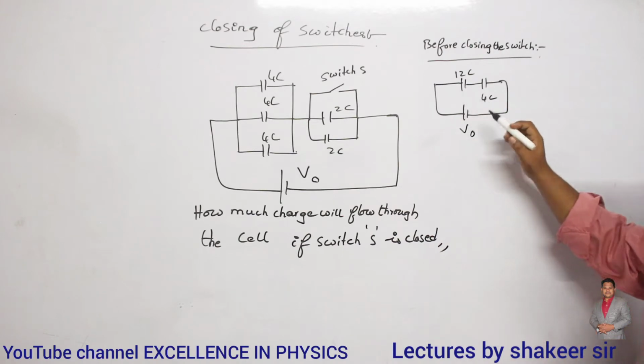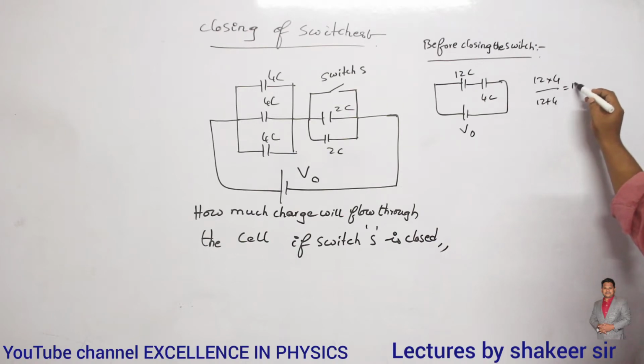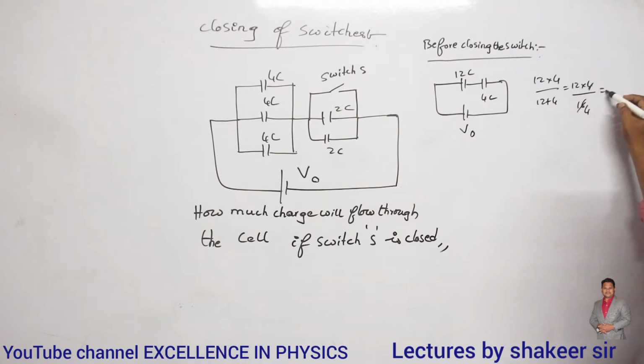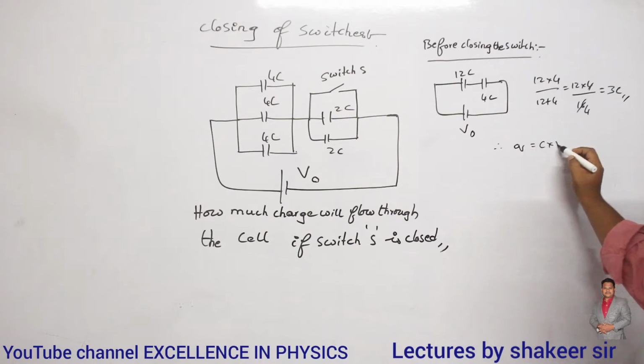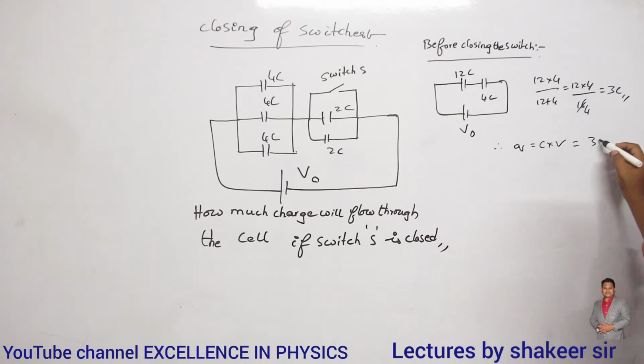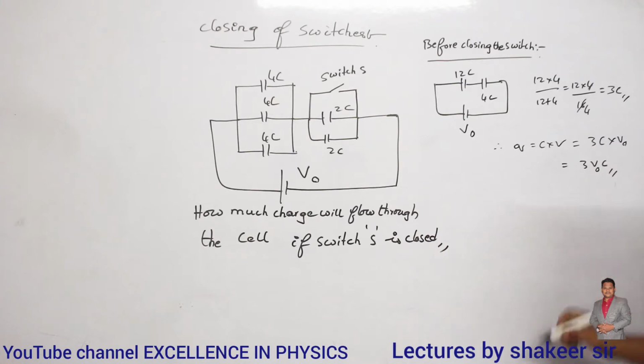Now 12C and 4C are connected in series. So 12 into 4 divided by 12 plus 4 is 12 into 4 divided by 16, which is 3C. That is the total capacitance before the switch is closed. Therefore, the charge supplied by the battery, Q equals C into V. The capacitance is 3C and the potential difference is V0, so the charge supplied by the battery is 3 V0 into C. Clear? Initially, before the switch is closed, this is the charge supplied by the battery.